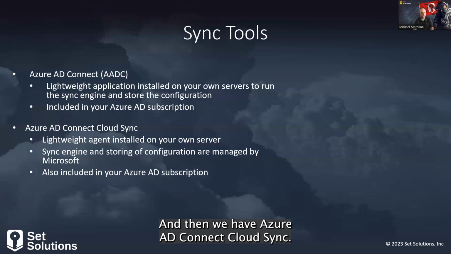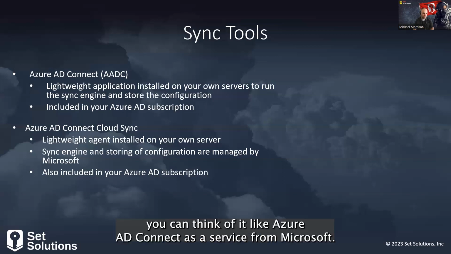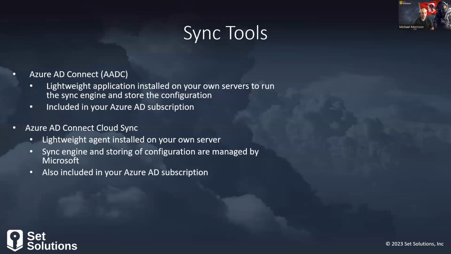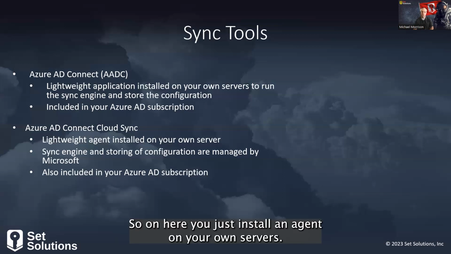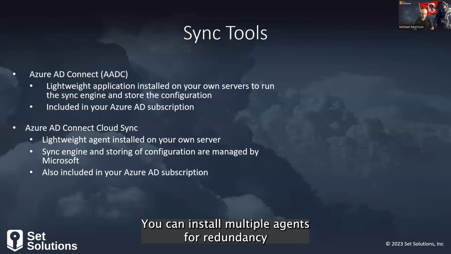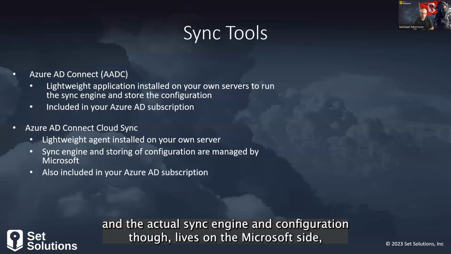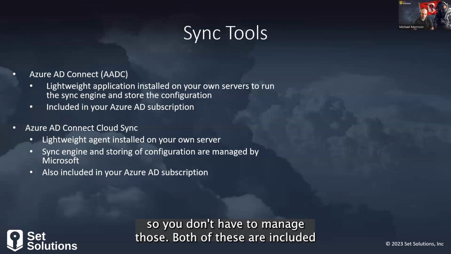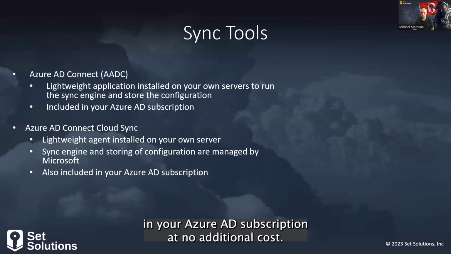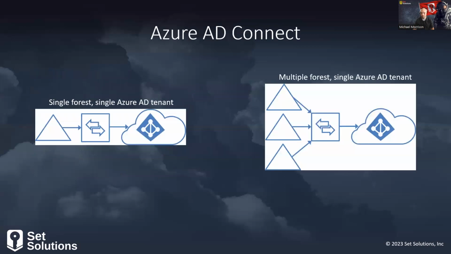Then we have Azure AD Connect Cloud Sync. With this, you can think of it like Azure AD Connect as a service from Microsoft. So on here, you just install an agent on your own servers. You can install multiple agents for redundancy. And the actual sync engine and configuration lives on the Microsoft side, so you don't have to manage those. And both of these are included in your Azure AD subscription at no additional cost.